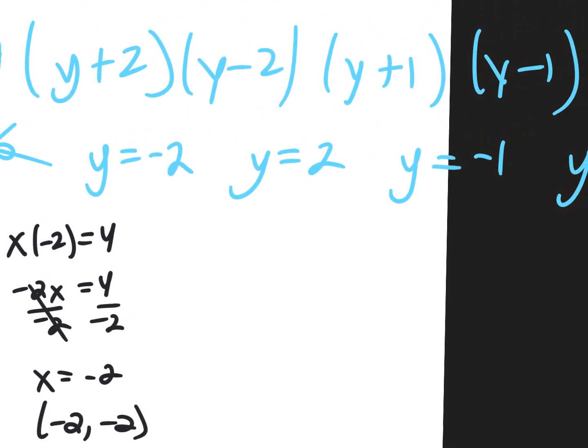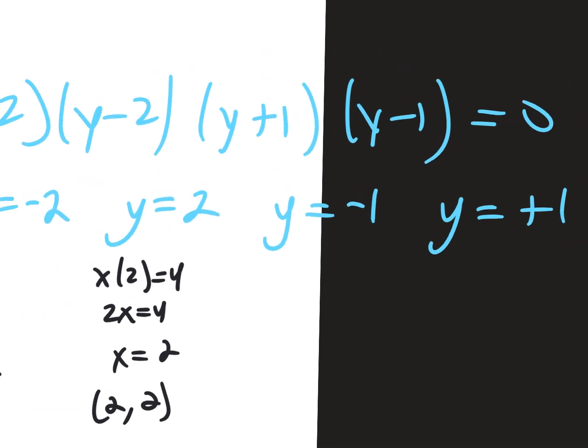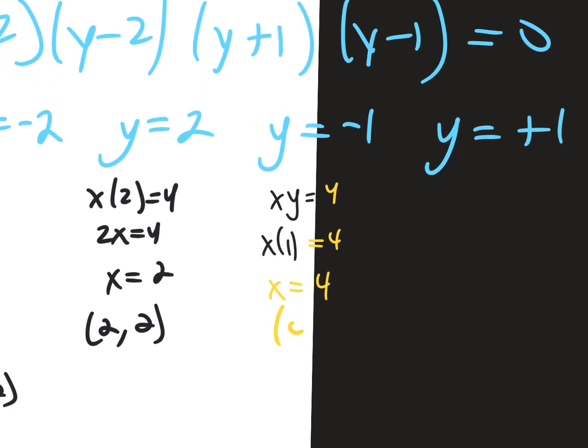Perfect. So now I'm going to do the same thing. I'm going to have xy equals 4. So 2x equals 4. What does x equal? So when I plug in positive 2 for y, I get out positive 2 for x. All right. xy equals 4. So x times 1 equals 4. So x equals what? Okay.